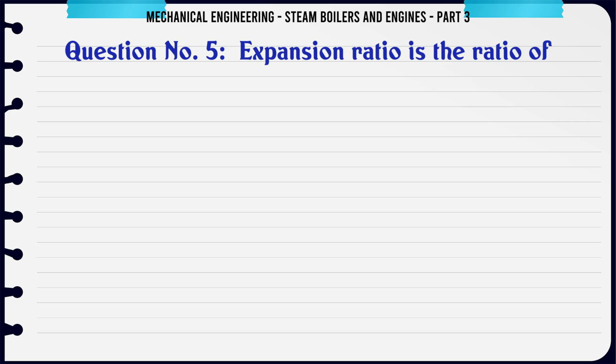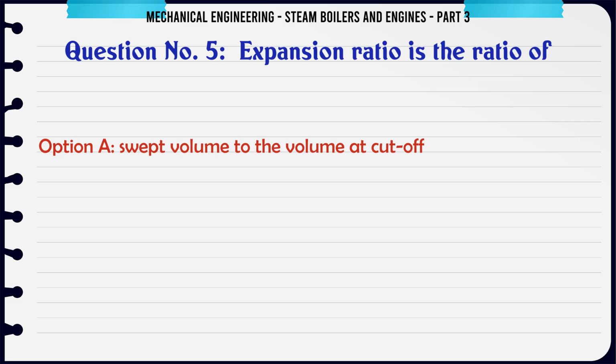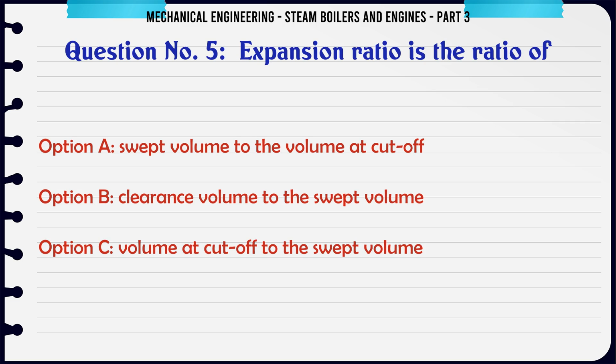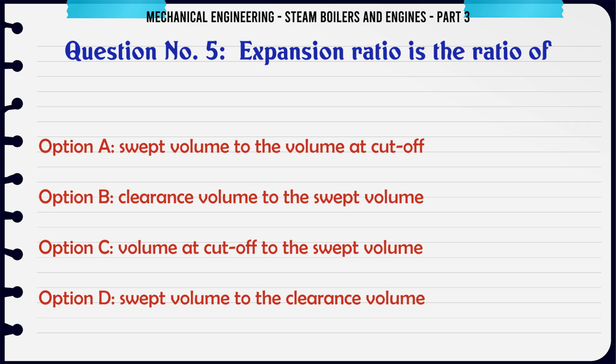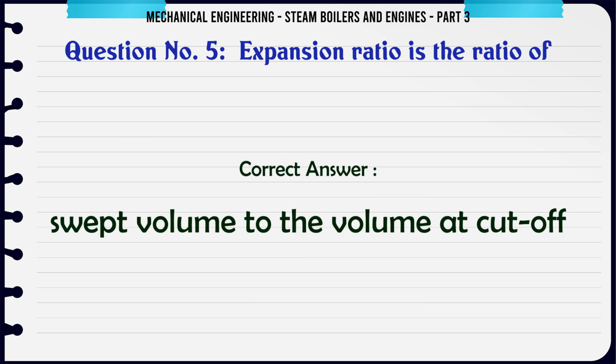Expansion ratio is the ratio of A. Swept volume to the volume at cutoff, B. Clearance volume to the swept volume, C. Volume at cutoff to the swept volume, D. Swept volume to the clearance volume. The correct answer is swept volume to the volume at cutoff.